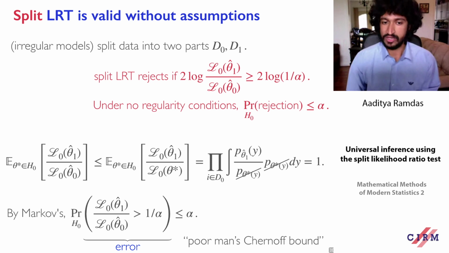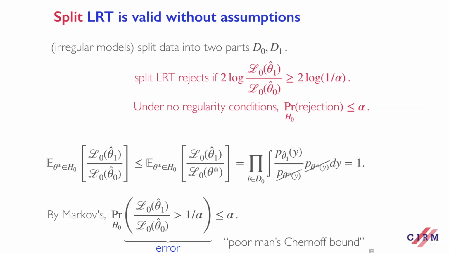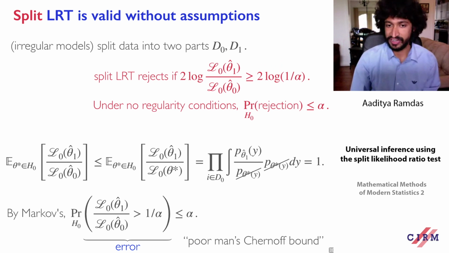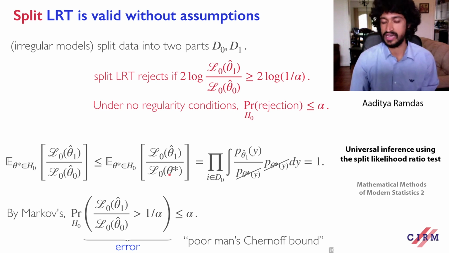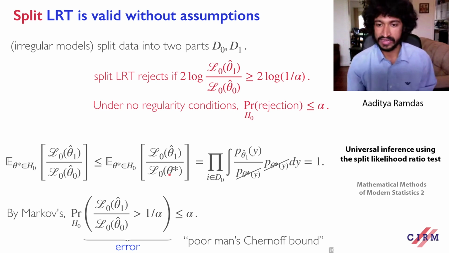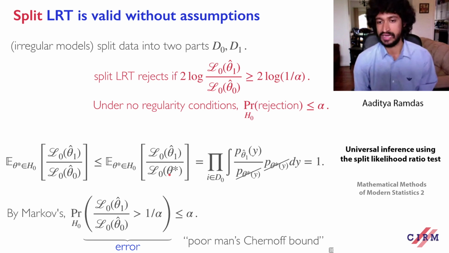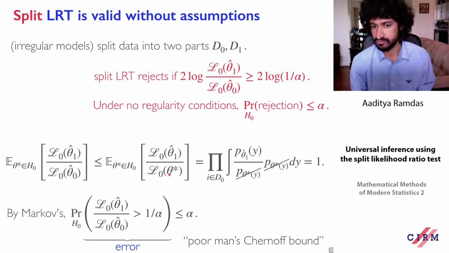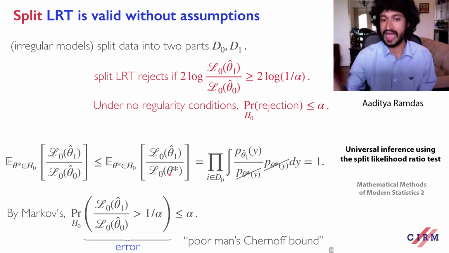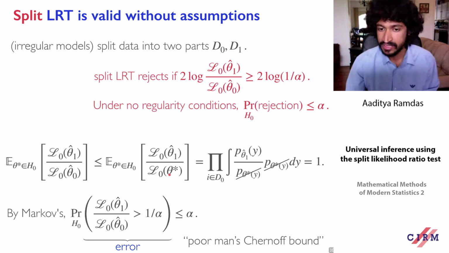So let's look at the expected value under theta star, which is from the null. The null is a composite set, so this is a composite null testing problem. The unknown null is theta star. We're looking at the split likelihood ratio statistic. The first thing to notice is that in the first inequality, I've just substituted theta star in the denominator instead of theta hat 0. And the reason is simple. Theta hat 0 is the maximum likelihood estimator, so L0 of theta hat 0 is larger than L0 of theta star. So this is just using the fact that theta hat 0 is the MLE.